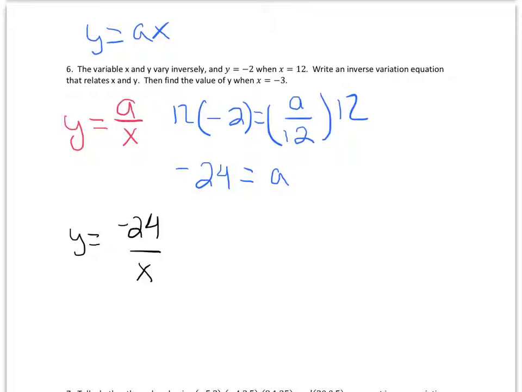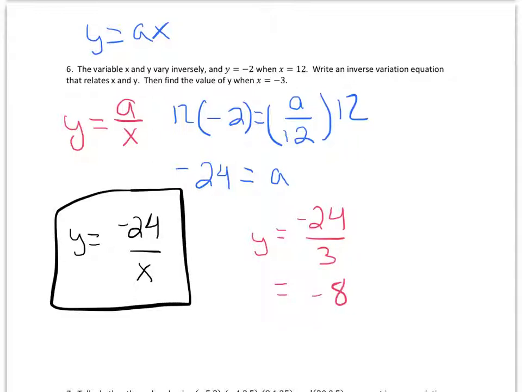Now what does it want you to do? It says then find y when x equals negative 3. Okay? Y equals negative 24 divided by negative 3 equals 8. So we have two answers. There's the equation they wanted. There's what y equaled. Okay?